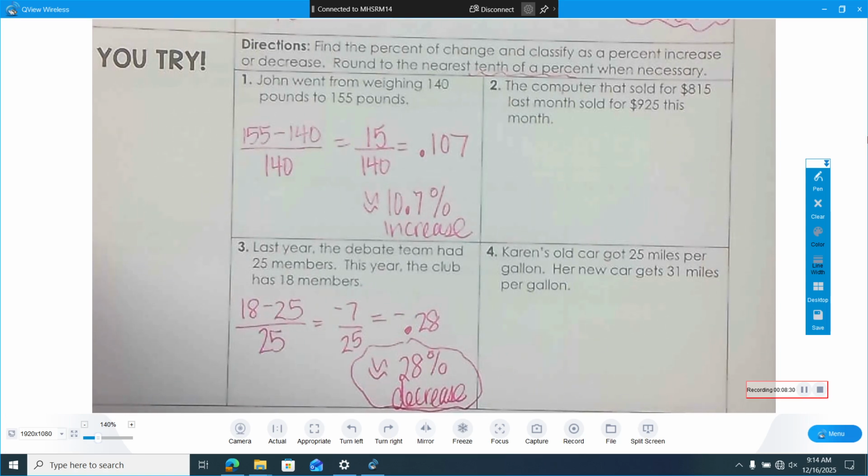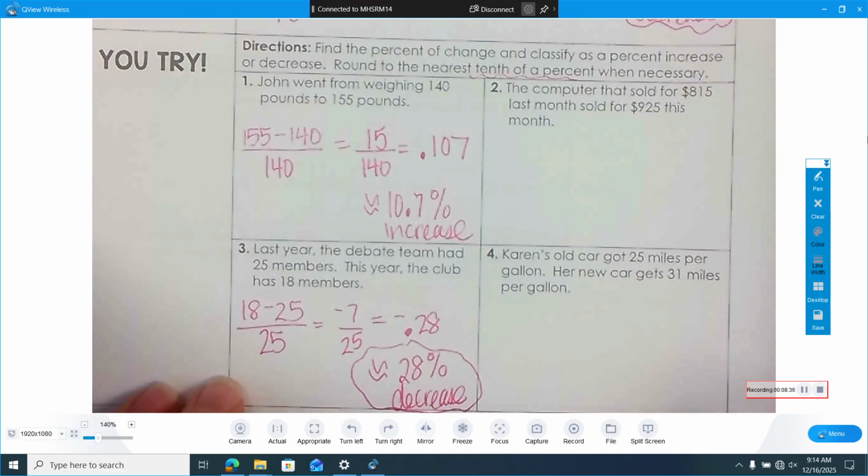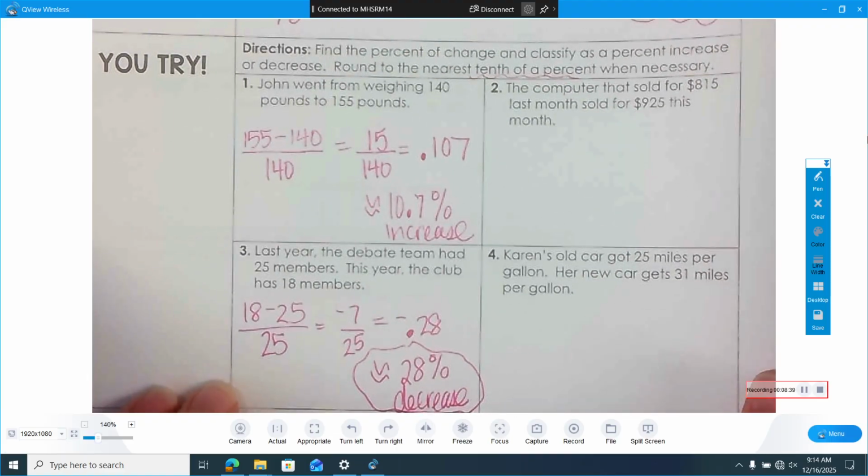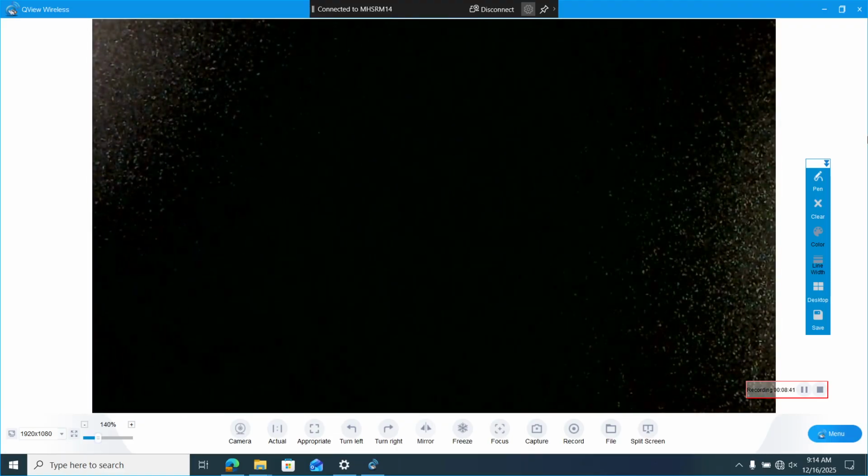That's what that negative tells us, that it's decreasing. We don't want to do both. That'd be like a double negative. All right, question so far? It's pretty easy, right? Super easy. Let's turn the page.